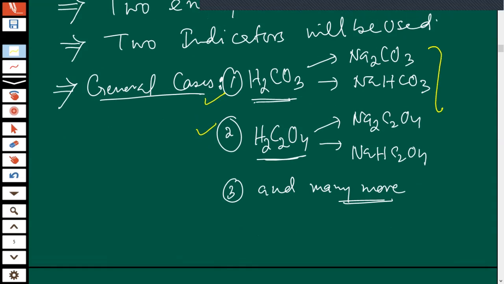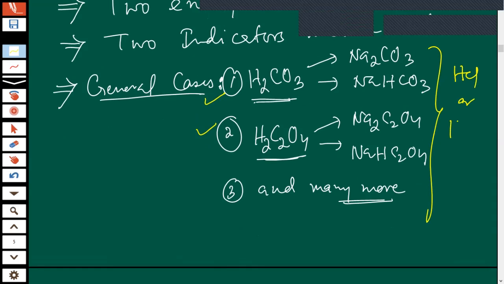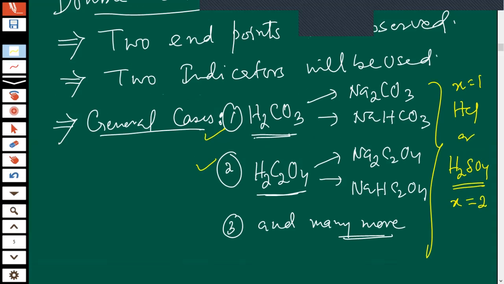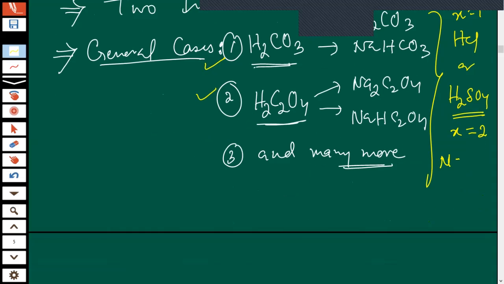And these will be titrated either with HCl or H2SO4, right? HCl X factor is 1, H2SO4 X factor is 2, right? Here normality and molarity are same for HCl. Here normality is equal to molarity into 2, right?